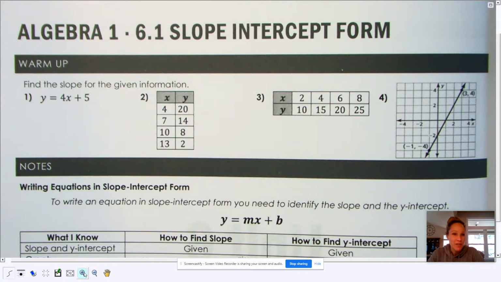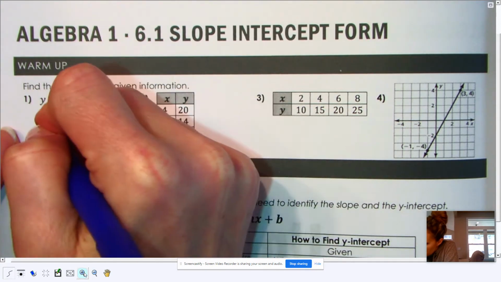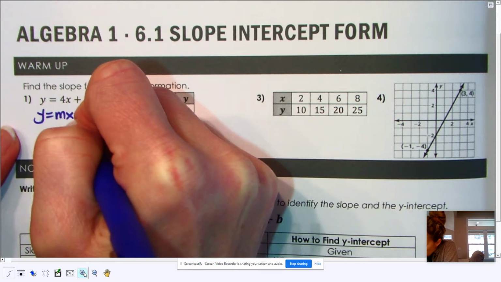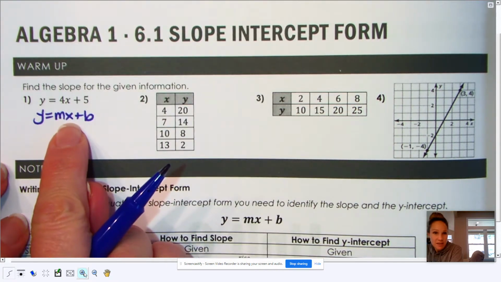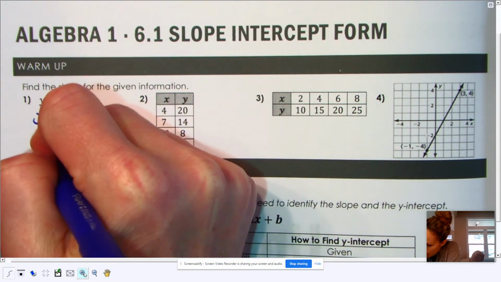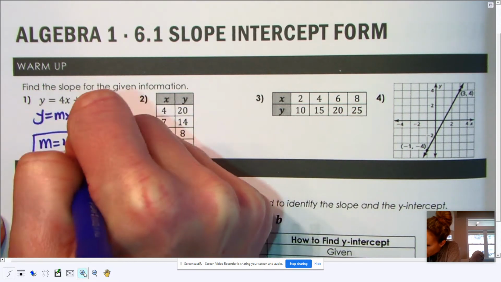So first of all, here is the warm-up. Question number 1 says find the slope for the given information. So remember that in y equals mx plus b slope-intercept form, whatever is stuck to the x is our slope. So in this case, m would equal 4.